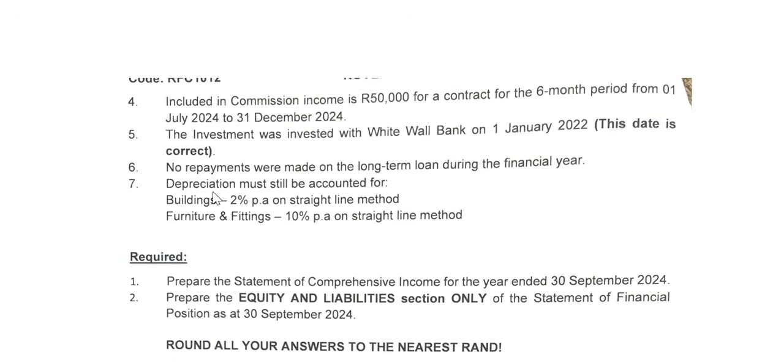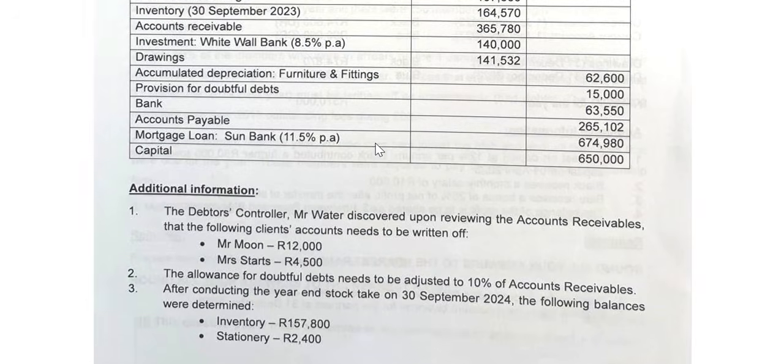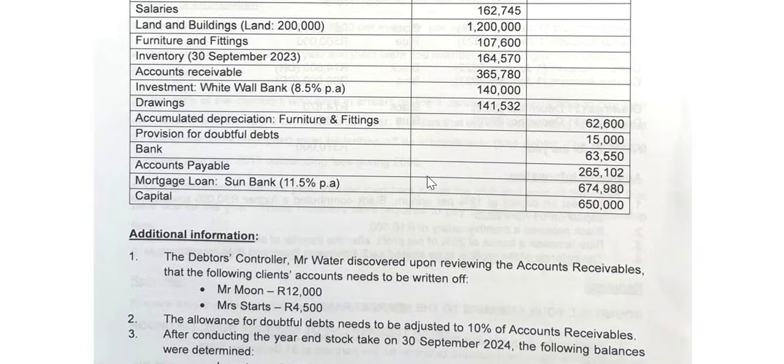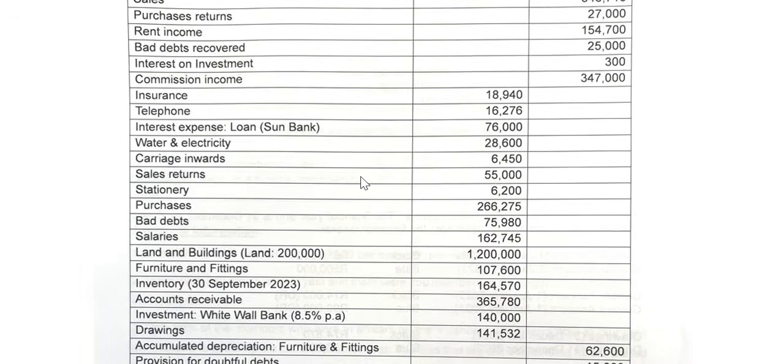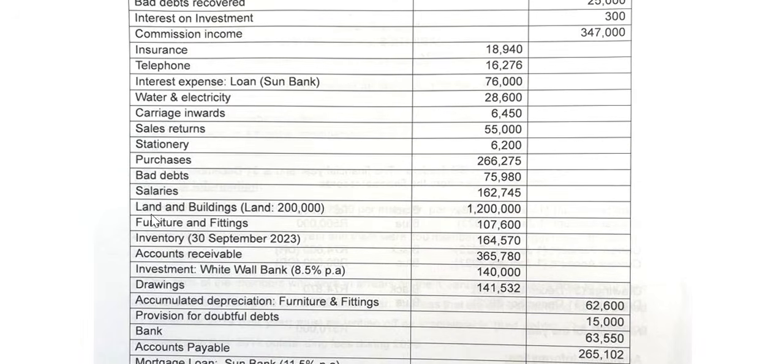Number 7, depreciation still needs to be accounted for. 2% per annum on the straight line method for buildings. So if we go and check here, buildings, there it is, land and buildings, 200,000 was land, so the depreciation is 2% on the 1 million, because we don't depreciate land.